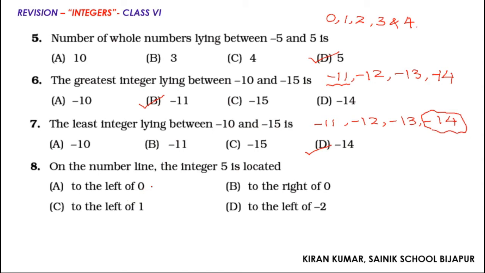Question 8. On the number line, the integer 5 is located. If you look at the number line, we have got 0 at the center, negative numbers on one side, and positive numbers to the right side. So it will be 5 units away from 0. Where? To the right side. So option B is the right option, to the right of 0.